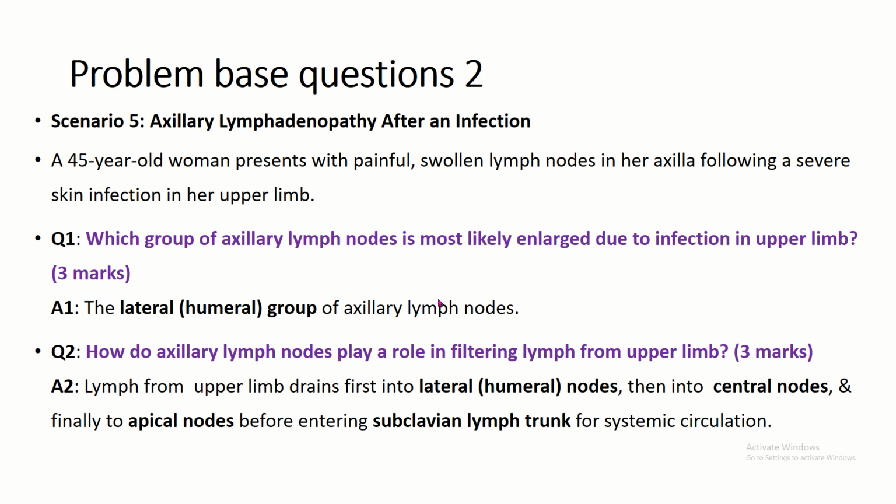A 45-year-old woman presents with a painful swollen lymph node in her axilla following a severe skin infection in the upper limb. Which group of lymph nodes is most likely enlarged due to the infection in the upper limb? Lateral group of the axillary lymph nodes. How do axillary lymph nodes play a role in filtering lymph from the upper limb? Lymph from the upper limb drains into the lateral nodes, then to the central node, apical node, subclavian lymph node, then it drains into the venous system and systemic circulation.